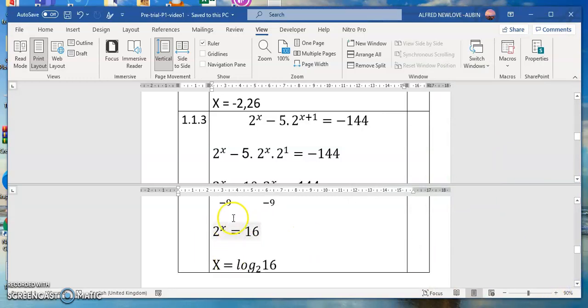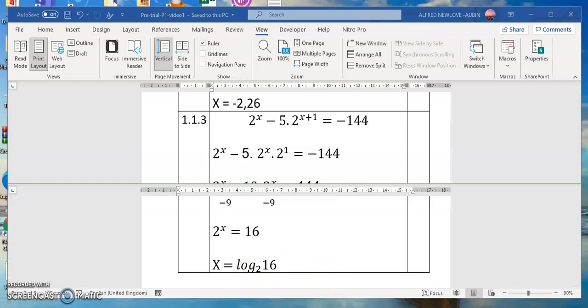Then this side, what are we supposed to do? This is exponent. The inverse of exponent is log. So we are going to transpose this. This is the base. So 2 exponent x, we want to transpose the base. It's going to be the base of log. So you are going to have log 16 base 2.